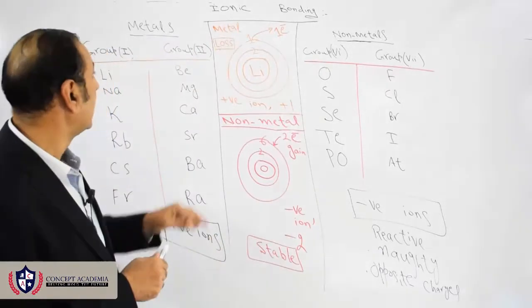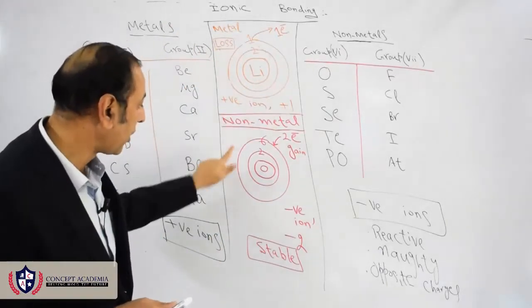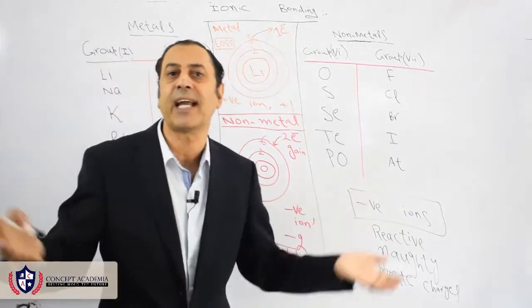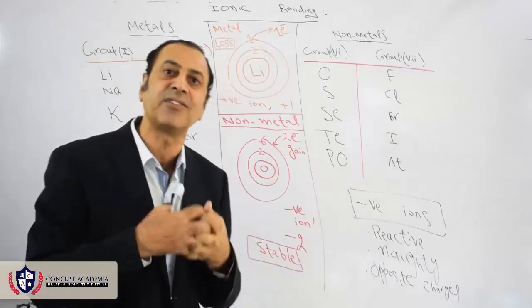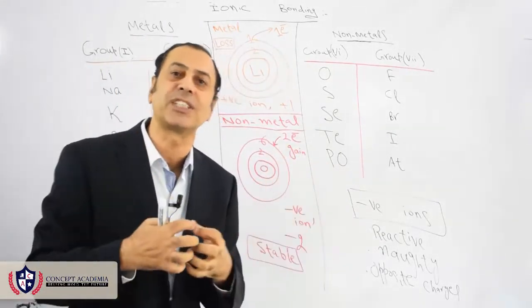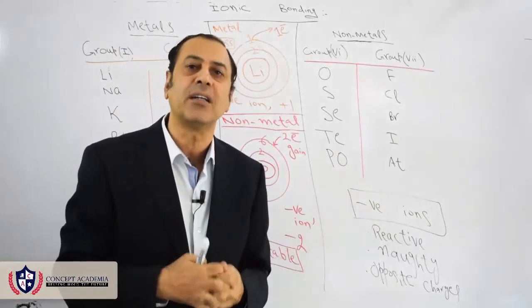In this way, metals like lithium will become positive ions, and non-metals will become negative ions. The positive and negative ions are very reactive, they are very naughty. Opposite charges jump over each other and stick with one another like glue.